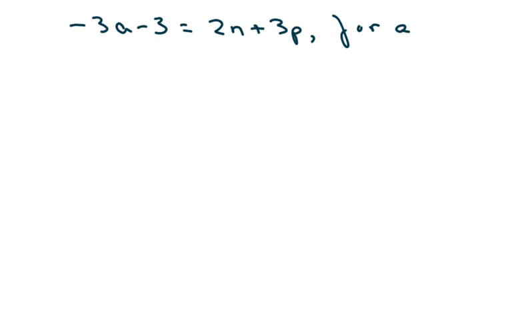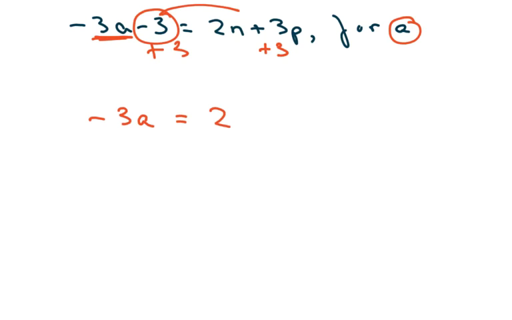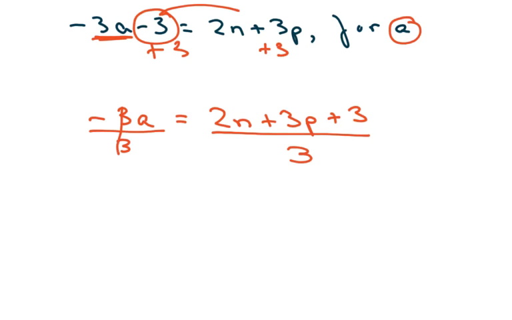Alright, here we have to solve for a. Luckily, we only have one a. So I'm going to move this 3 over by adding 3 to both sides. So negative 3a equals 2n plus 3p plus 3. Now I'm going to divide everything by 3. So I get negative a equals 2n plus 3p plus 3 over 3.